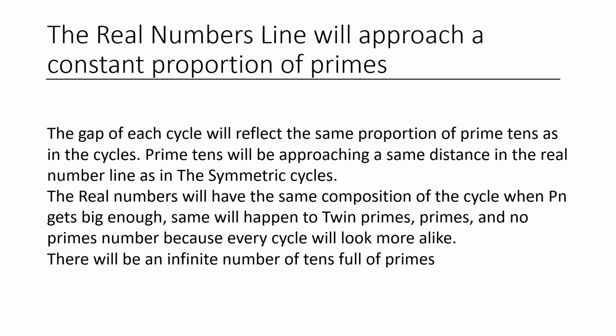The gap of each cycle will reflect the same proportion of prime tens as in the cycles. Prime tens will be approaching the same distance in the real number line as in the symmetric cycles. The real numbers will have the same composition of the cycles when Pn gets big enough. Same will happen to twin primes, and no prime number, because every cycle will look more alike. There will be an infinite number of tens full of primes.